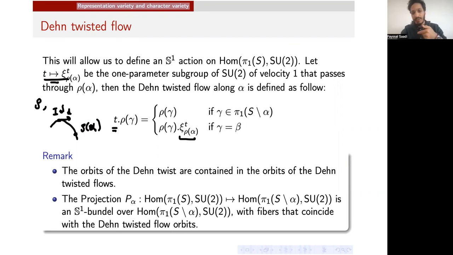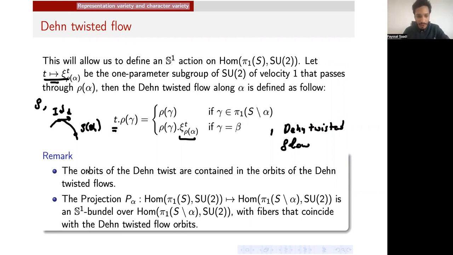And now this gives us a flow on the representation variety, and this flow is very important. One remark is that the orbit of the Dehn twist is contained in the orbit of the flow, and this we call the Dehn twisted flow. You can see that the orbit of the Dehn twist is contained in the Dehn twisted flow.